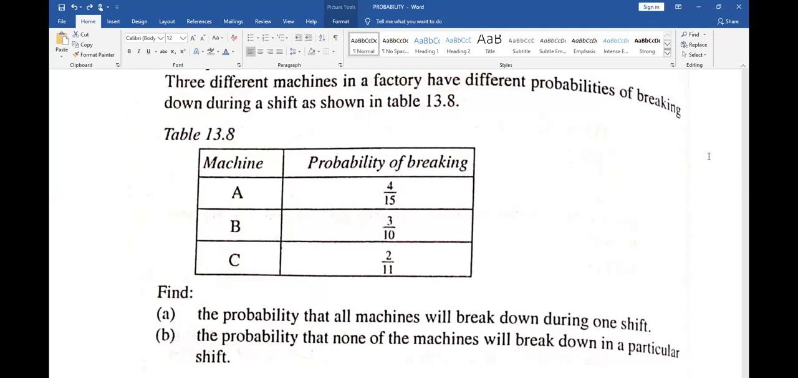Okay. Then let me note this somewhere. A is 4/11. B is 3/10. C is 2/11. Find the probability that all the machines will break down in one shift. The probability that none of the machines will break down in one particular shift. None. So we come here.